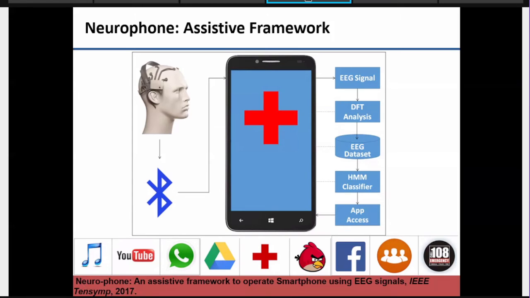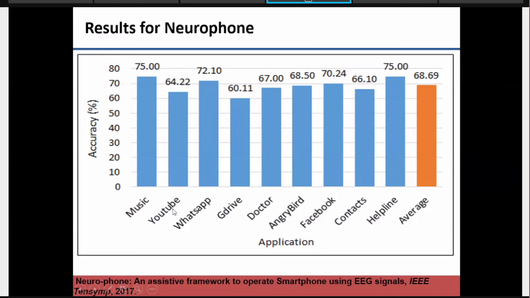Here also we do not use any features. We are using the signals directly. HMM is capable of using those signals directly without any features, and with the hidden Markov model we can predict. That was a simple work we did with master students' support. You see the 9 applications, and on average we got 69% accuracy on these neurophone applications.